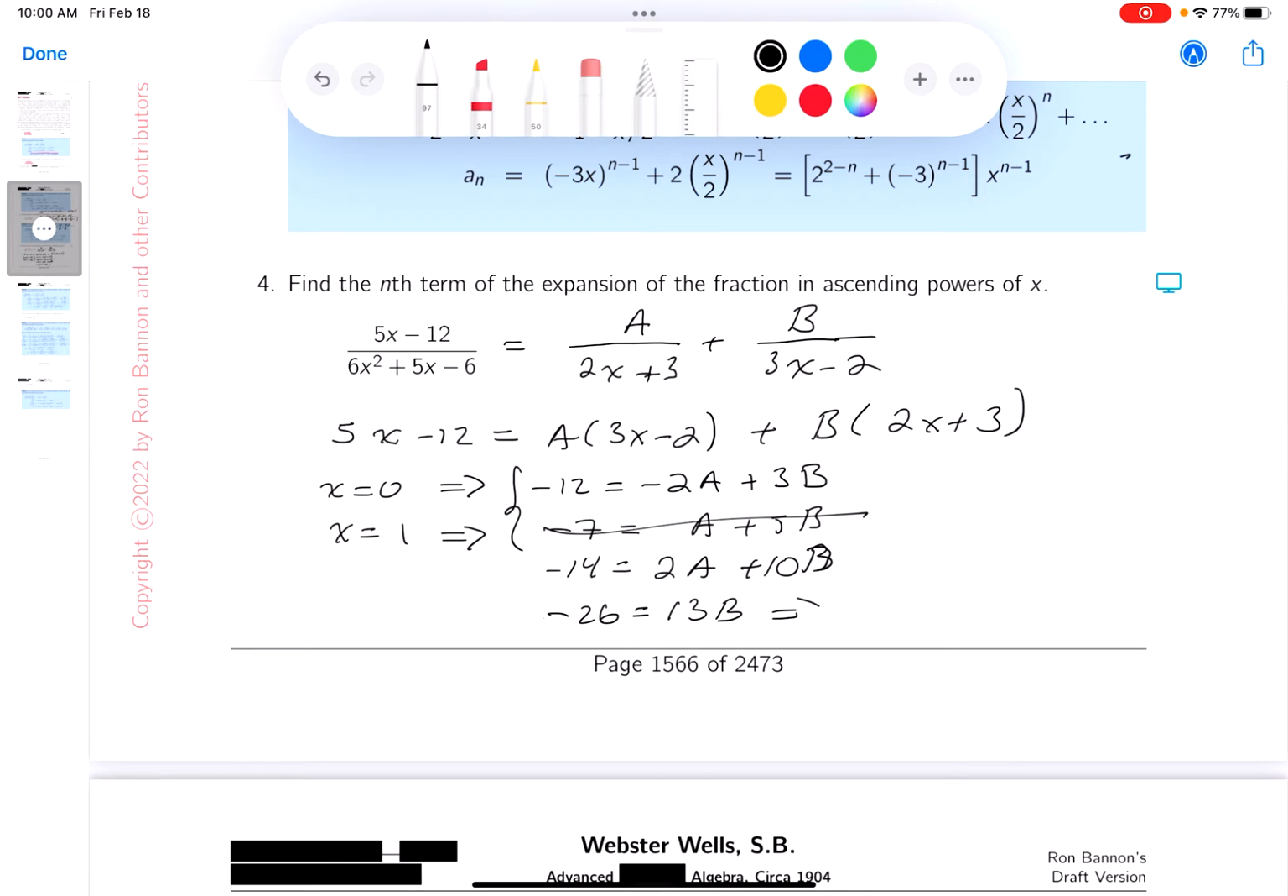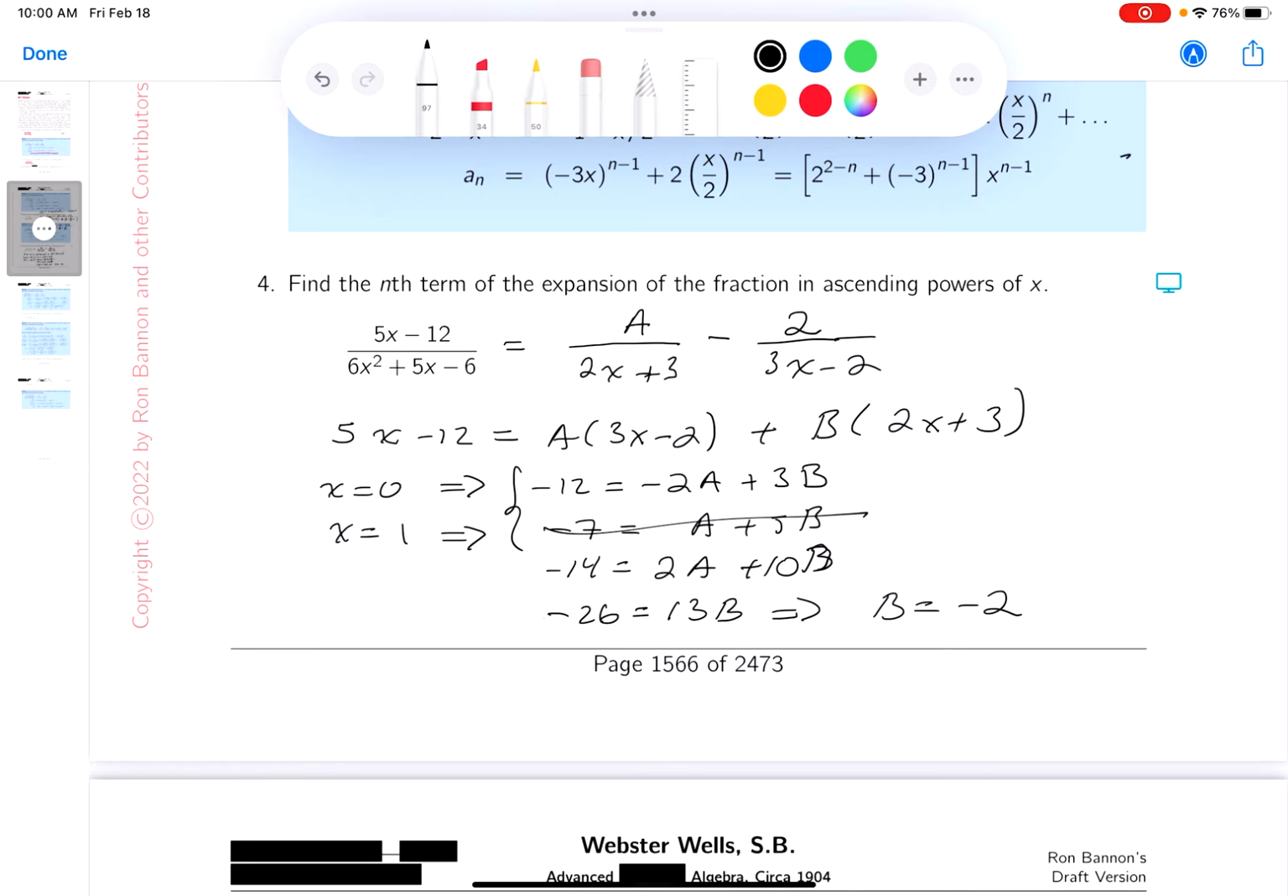Well, lo and behold, the B turns out to be a really nice number. And what's that number? Minus 2. I'm going to get my eraser out, erase this over here, and put that down now. That's minus 2, all right?